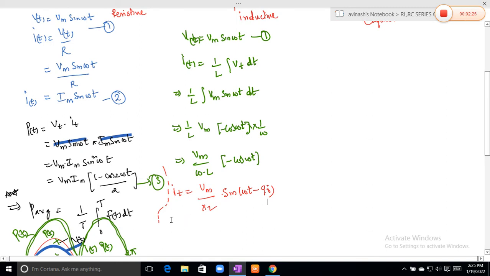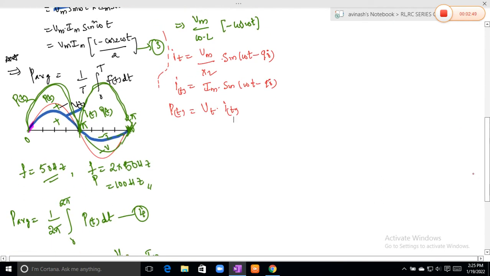Then what we get here is Vm by XL, which is nothing but Im, into sin of omega t minus 90. So this will be the current equation. Then can we find the value of power? Power is nothing but V of t into I of t.